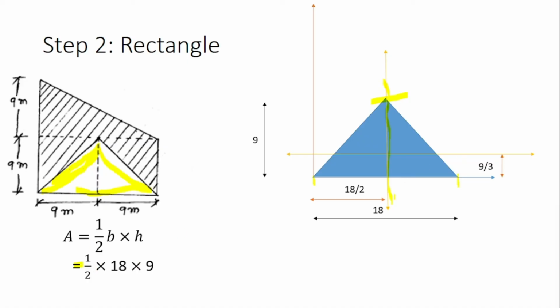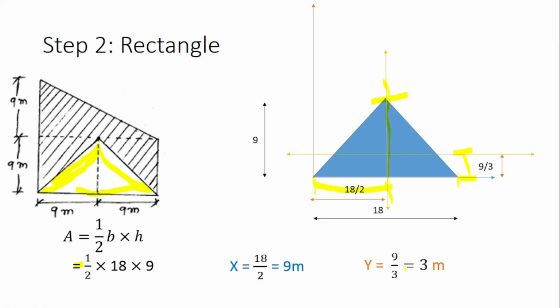Now we'll try to find out the x bar. X bar is equal to the distance from the reference axis to the centroidal axis. So this is your x bar. So that value is equal to 18 by 2 divided by 9. Y bar is the distance of your x axis from the centroidal x axis. So this is the distance of the y bar. So it is 9 by 3, which is equal to 3 meters.